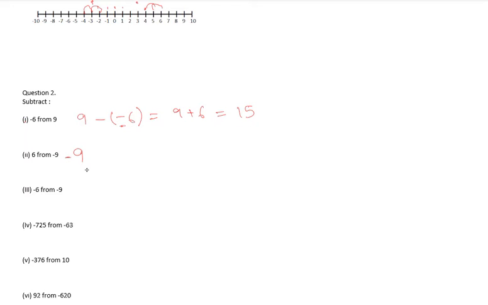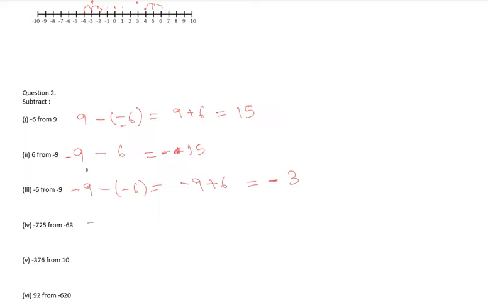The next question is minus 9 and then minus 6. Same sign, add the numbers and put the same sign. So the sign here will be minus. Next question is minus 6 from minus 9. So minus 9 minus of minus 6, that is minus 9 plus 6. Different signs, so I will subtract and I get 3, and the greater sign is minus.